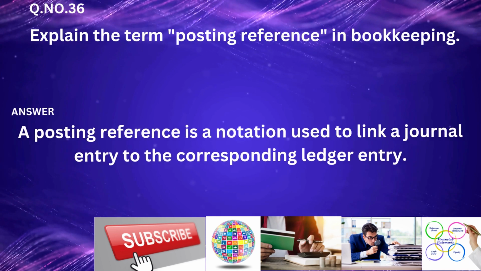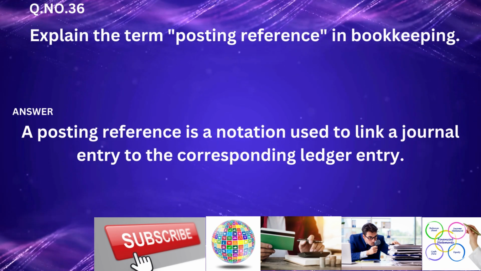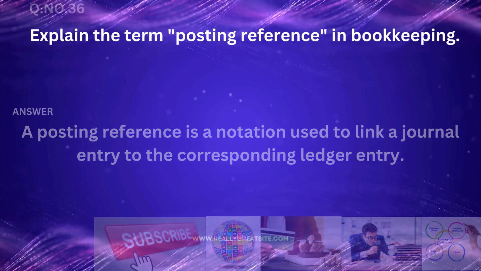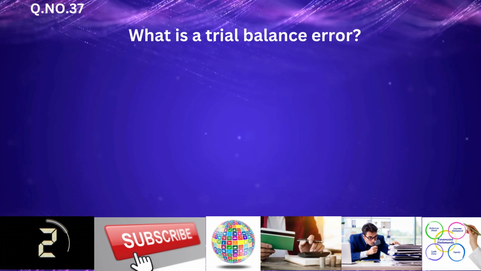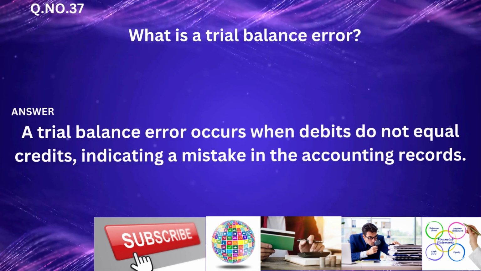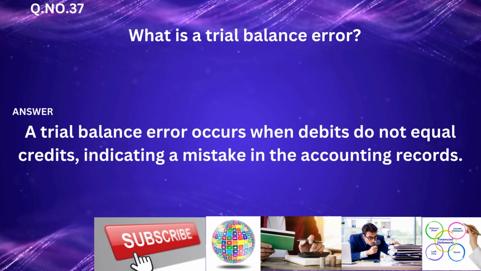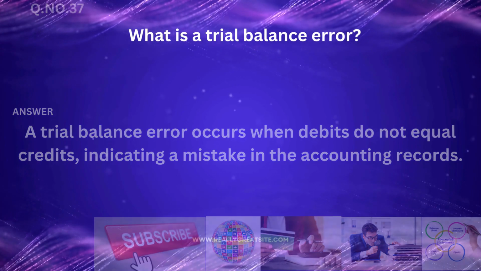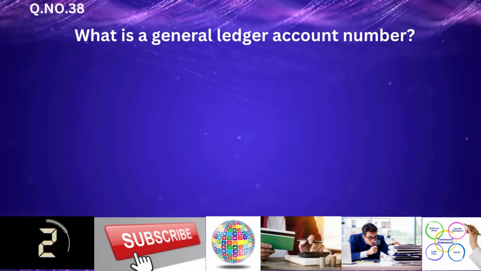Question 44. Define the term contra-revenue account. Answer: a contra-revenue account is used to record discounts, allowances, or returns that reduce total revenue. Question 45. What is the purpose of an adjusting journal entry? Answer: adjusting journal entries are used to update accounts to reflect accrual accounting principles.